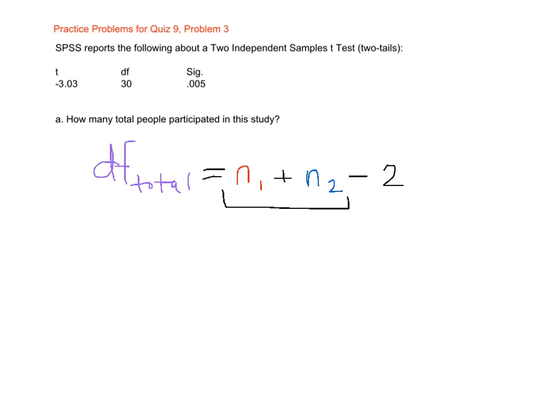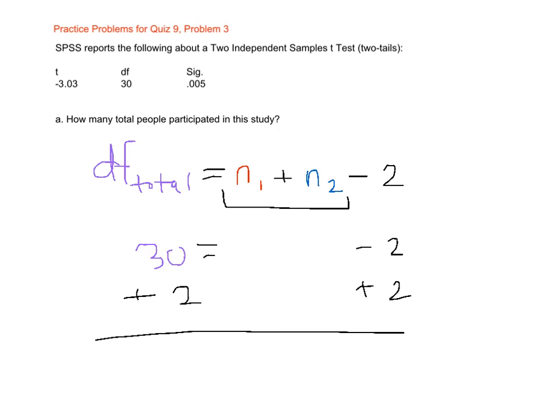My df total is told to me that it's 30. Again, I don't know n1 plus n2, but I know that I would subtract 2 to it to get the df total. So now what I'm going to do is add 2, and this gives me a total of 32 participants is what would go here. So this study had a total of 32 participants.